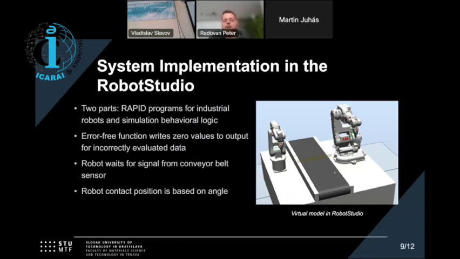The system implementation in Robot Studio consists of two main parts: RAPID programs for industrial robots and simulation behavioral logic. To ensure error-free functionality, the system includes a function that writes zero values to output for incorrectly evaluated data. The robotic cell waits for a signal from the conveyor belt sensor before initiating actions, and the robot's contact position is determined based on the angle of the part.